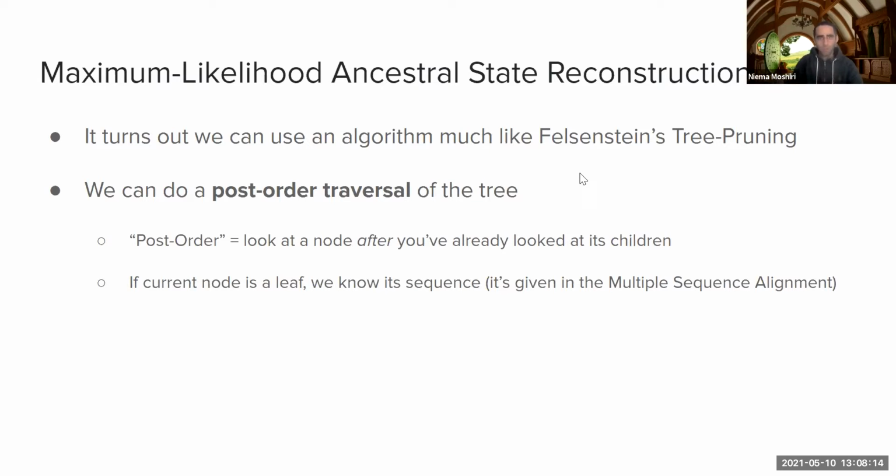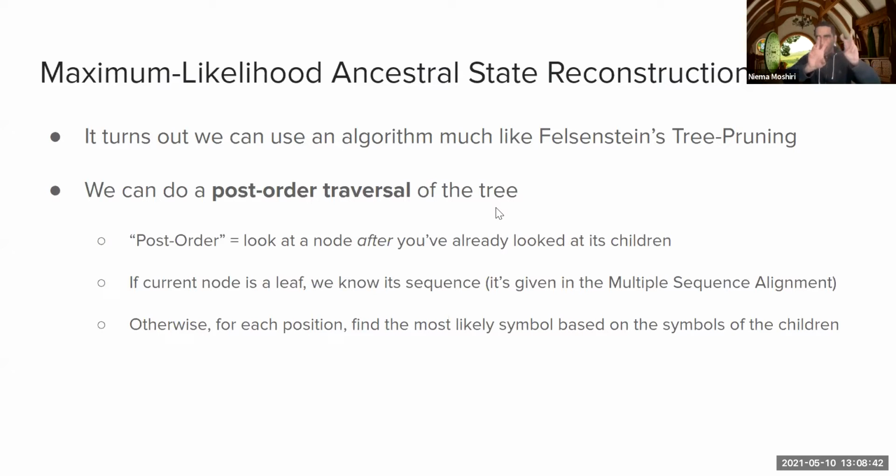So how do we do this, this ancestral state reconstruction? How do I reconstruct the sequence at every given node in my tree? If the current node that I'm looking at in this post-order traversal is a leaf, I already know its sequence. By definition, the sequences in my multiple sequence alignment are the sequences of the leaves. So for the leaves, I already know the sequence. I just pull it from the multiple sequence alignment.